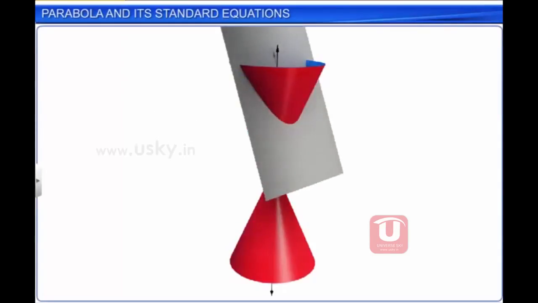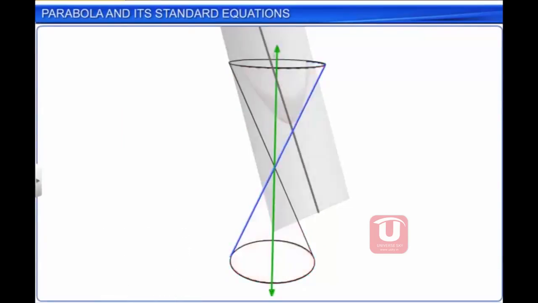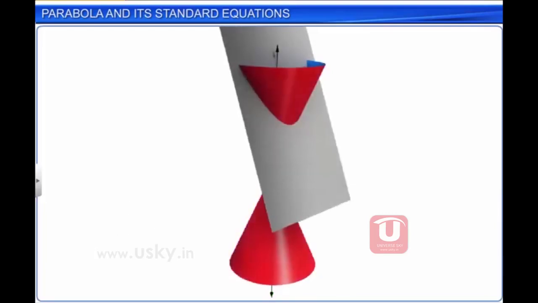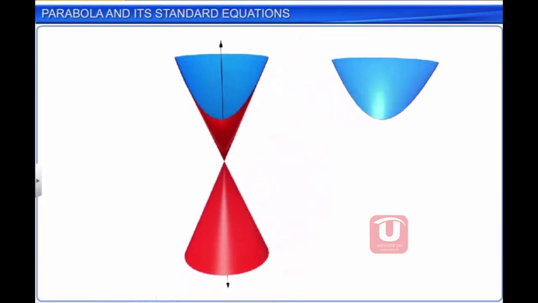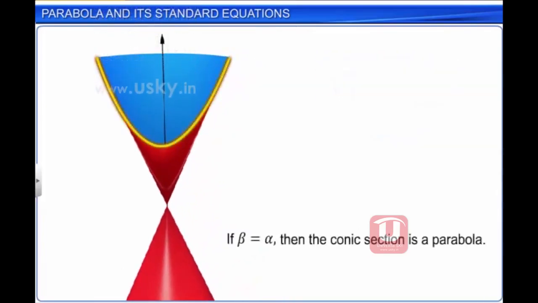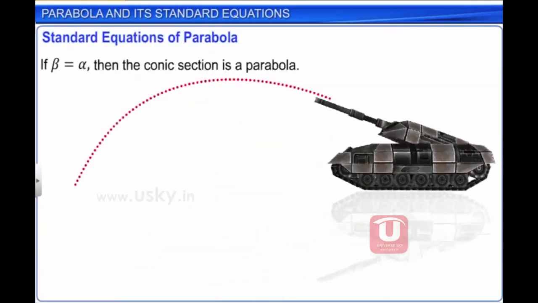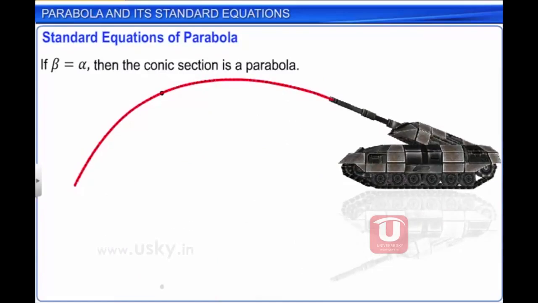You know that when a plane intersects one nappe of a cone at any place other than the vertex, such that angle beta between the plane and the axis of the cone is equal to angle alpha between the axis and the generator of the cone, the resulting conic section is a parabola. If you throw a solid object in the air at an angle to the ground, the trajectory of the object is a parabola.